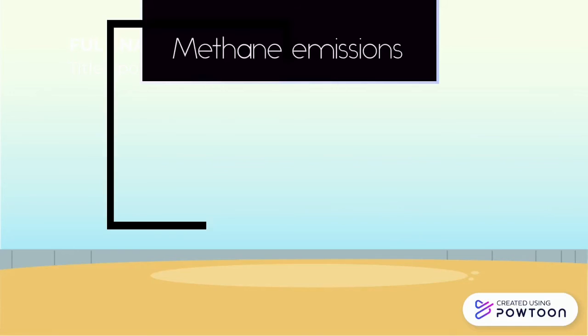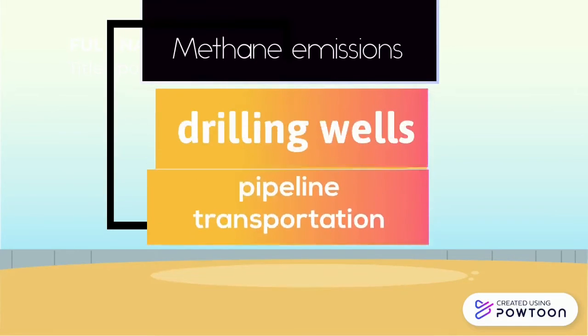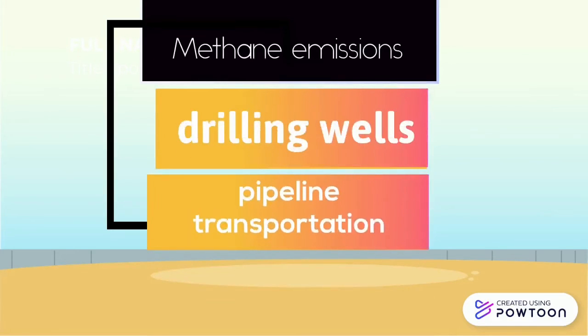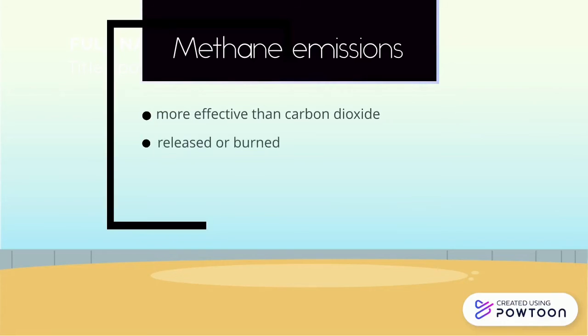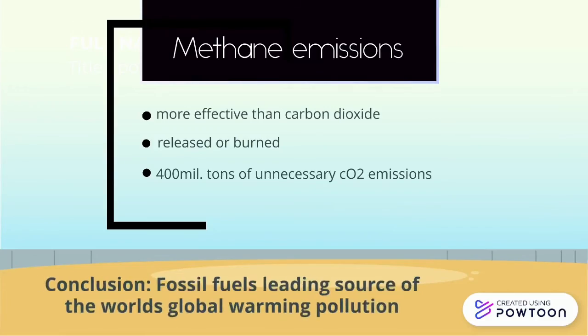The global warming impact of fossil fuels also includes methane emissions from drilling wells and pipeline transportation. Over a 20-year timescale, it is 86 times more effective at trapping heat than carbon dioxide. Although it can be captured and used as a source of energy, the gas is often either released or burned. The burning of the natural gas generates about 400 million tons of unnecessary carbon dioxide emissions. In conclusion, fossil fuels are the leading source of the world's global warming pollution.